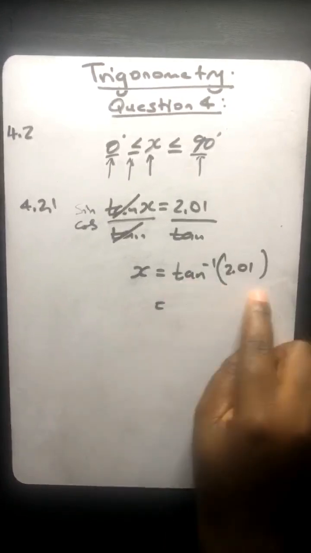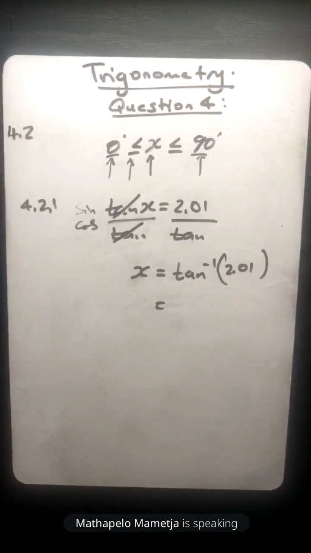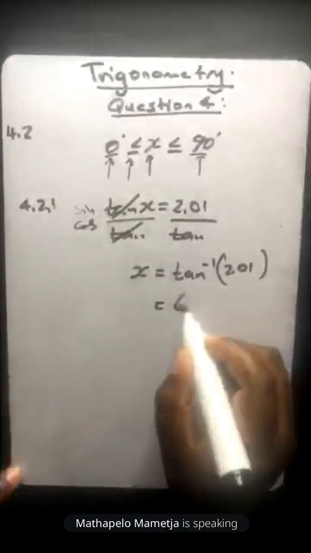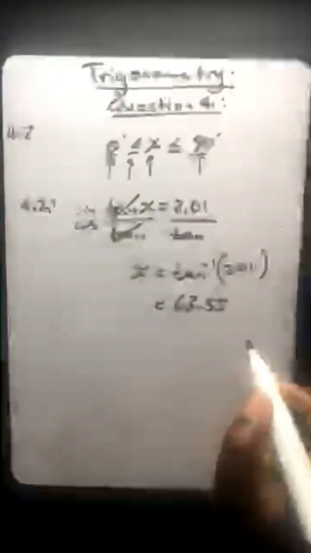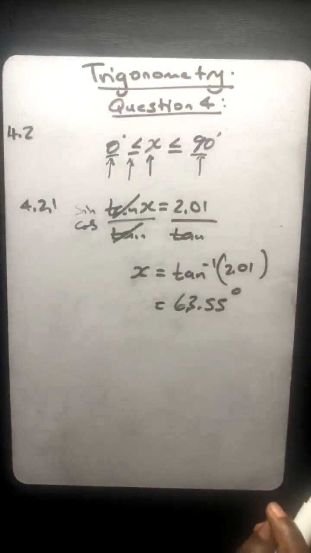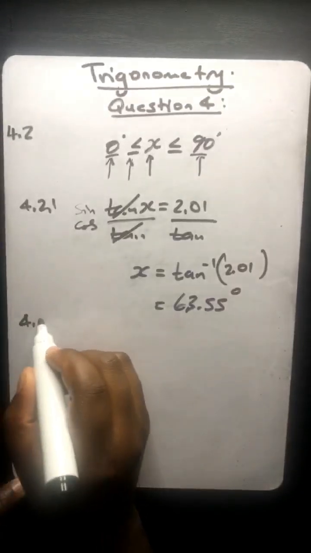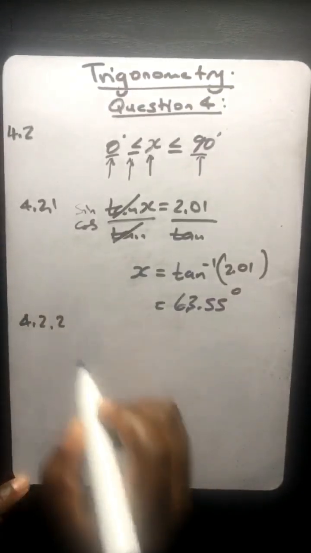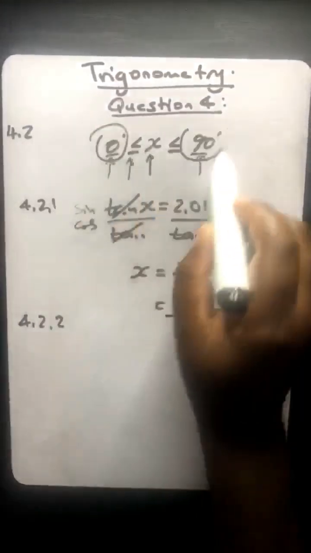So what are you getting when you punch that one? 63,55. 63,5. Remember, you need to say degrees because that is an angle. So I'm pretty sure that that calculation made sense to everyone. And most importantly, for you to know that your answer is correct, it has to lie between these two angles.